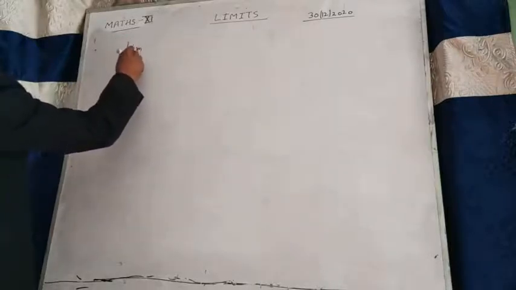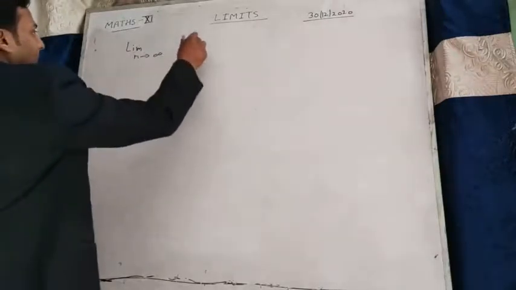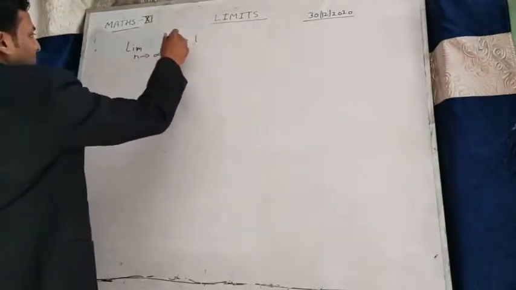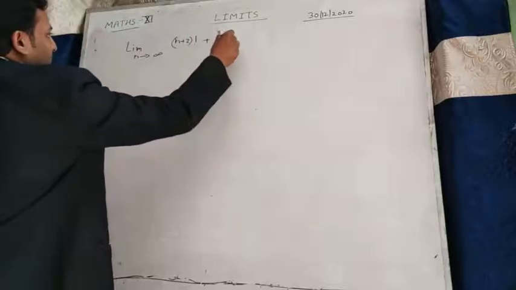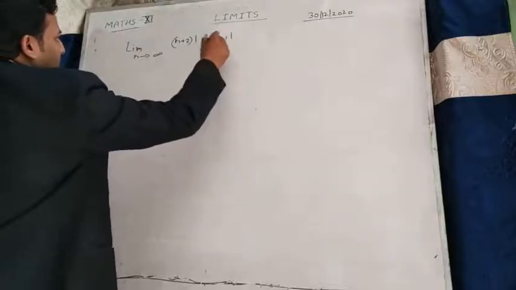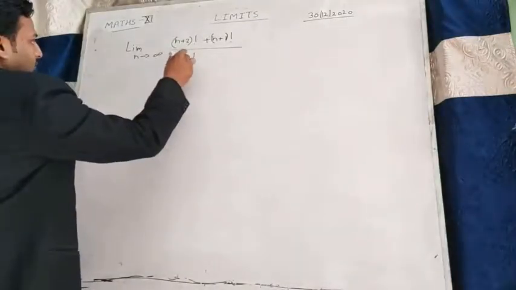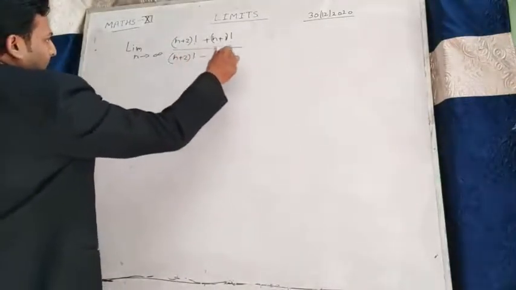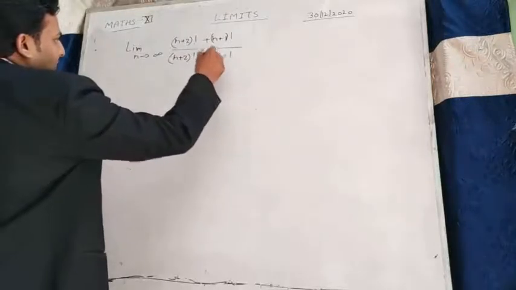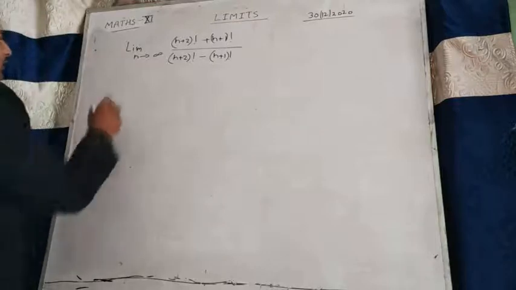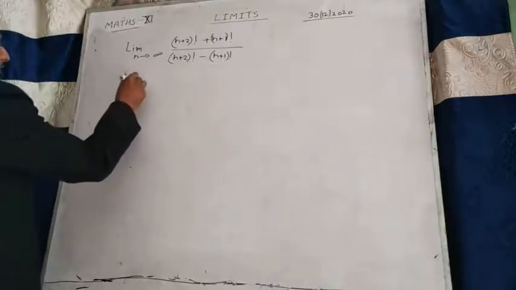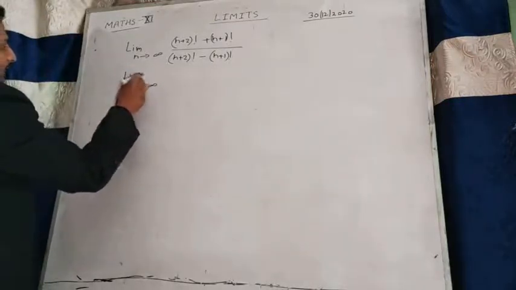limit n tends to infinity, factorial (n plus 2) plus factorial (n plus 1), divided by factorial (n plus 2) minus factorial (n plus 1). Okay, student. Now this is limit n tends to infinity.